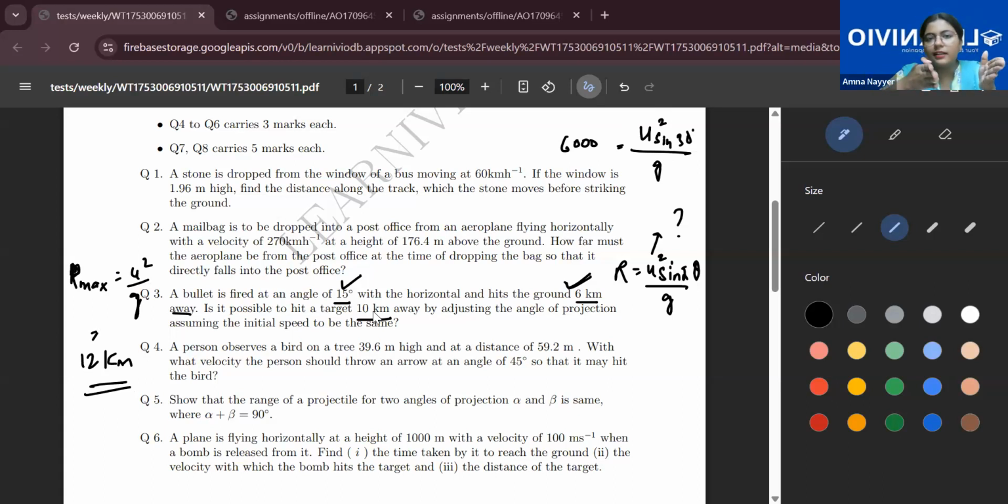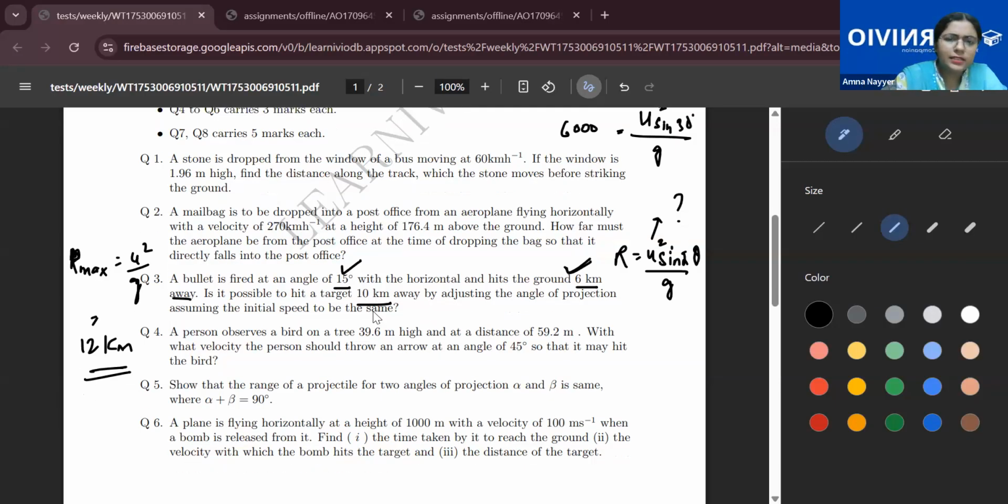This is just asking to hit at 10 kilometers, so it will be able to hit. Okay, Aisha, got it? Yeah, ma'am. Thank you. Okay.